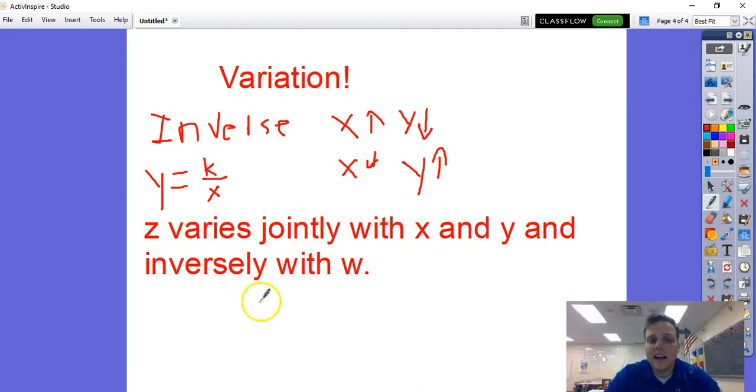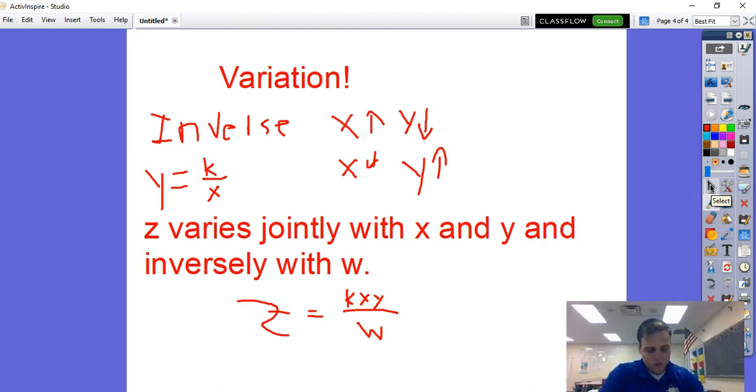So another way of writing this could be z equals, don't forget your constant, k. How does it vary with x and y? Directly, because it says z varies jointly with x and y, so that's direct variation. So kxy. But then how is it varying with w? Inversely, so that means I should have over w. Hopefully you've written every formula down, because we're going to need them. Basically, if it says something varies jointly, that's representing direct. If it says something varies inversely, that's representing inverse, which means you're going to divide by it.